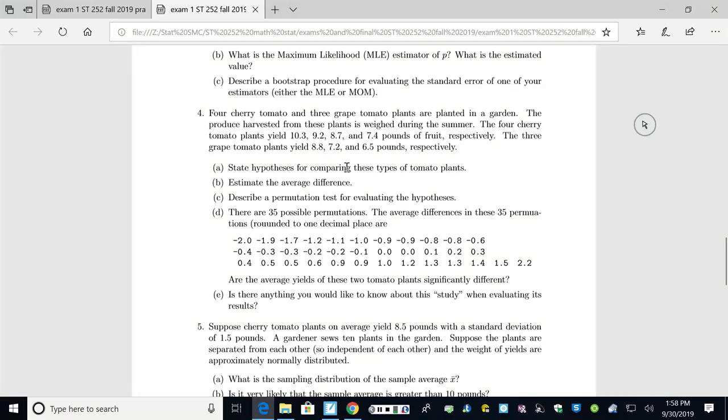State hypotheses, we're comparing these types of tomato plants. Estimate the average difference, describe a permutation test for evaluating a hypothesis. And there's actually 35 possible permutations, and those are the ordered values. And then use that to make a conclusion, right? A p-value. What hypotheses would seem to make sense?